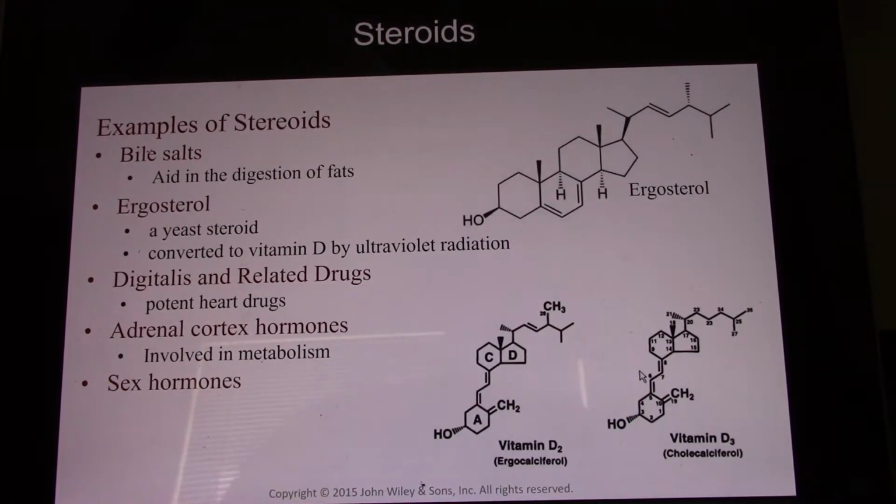So for examples of steroids, we have bile salts, which aid in the digestion of fats. Ergosterol, it's a yeast steroid. It's converted to vitamin D by ultraviolet radiation. And that's why people say you can get vitamin D from sunlight.